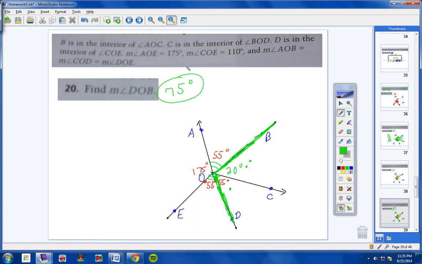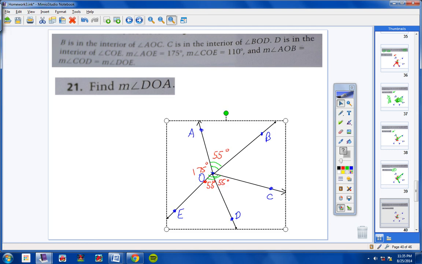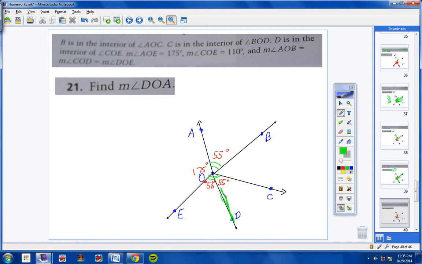Okay? Moving on to number 21. Number 21, they want us to find the measurement of angle DOA. So here's D, and then we hit O, and then A. Okay, so DOA, so this measurement right here. Well, if you'll look carefully, students, this angle right here is made up of two angles. This angle here with 55. Now I wonder, the only thing is there are two different angles. Yeah, they're wanting the other angle.